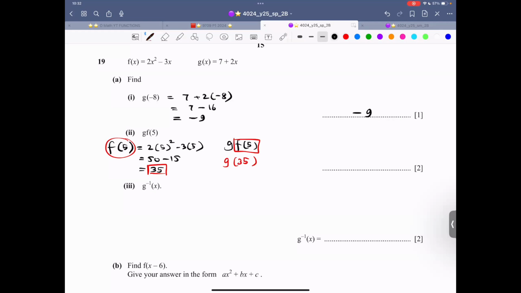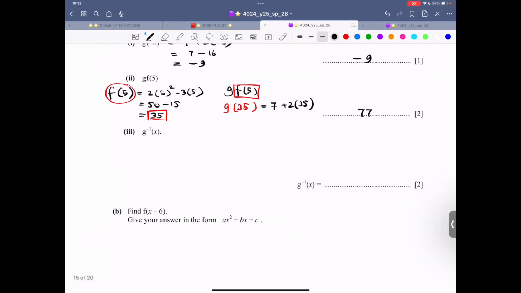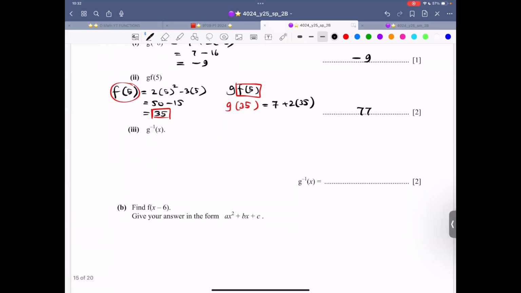Now, what is g of 35? That is 7 plus 2 times 35. 70 plus 7, 77.